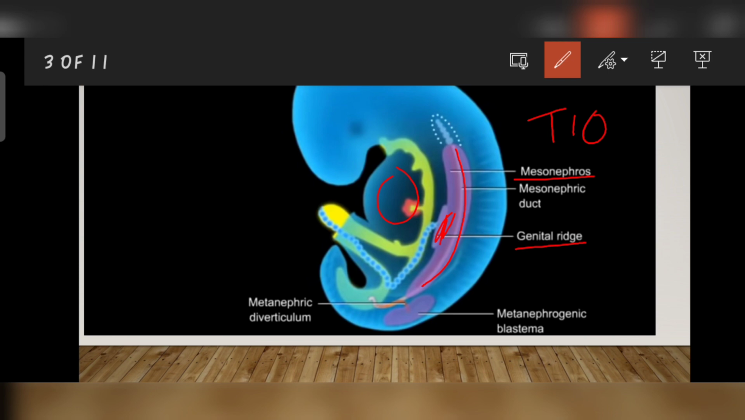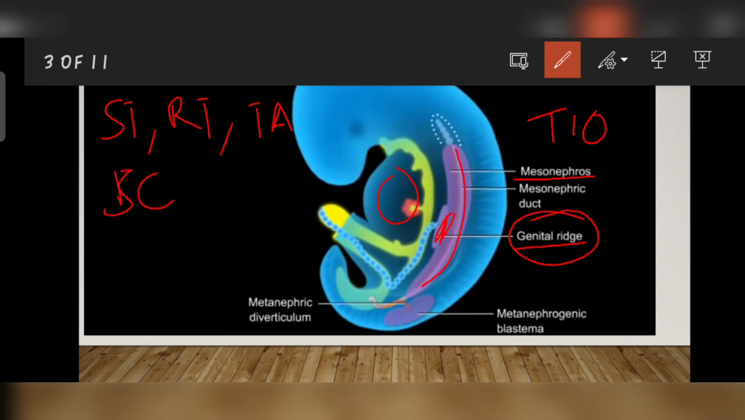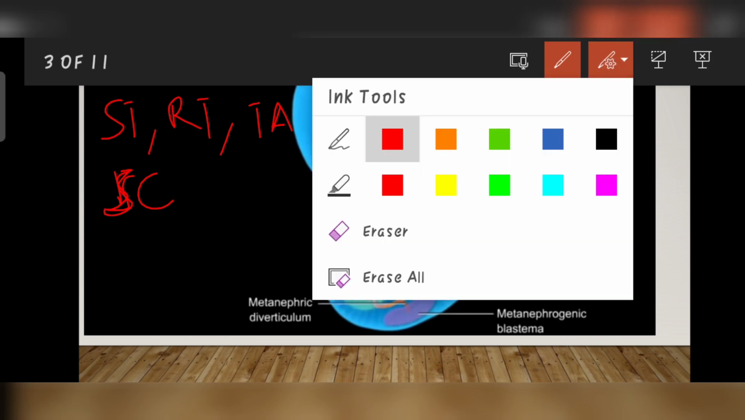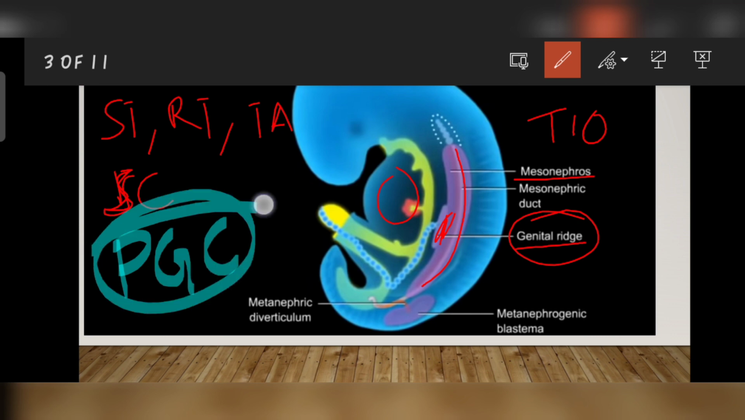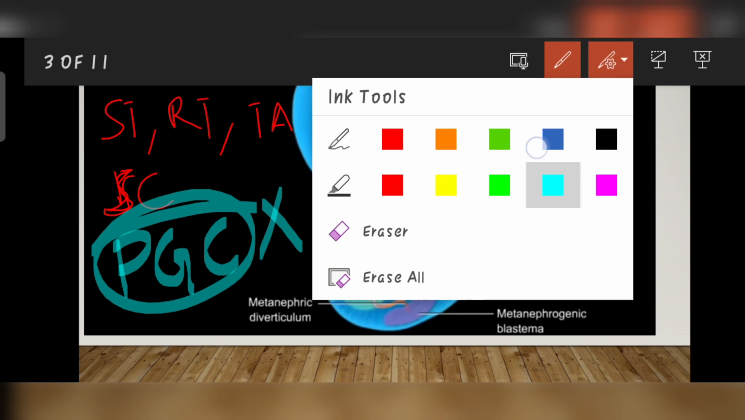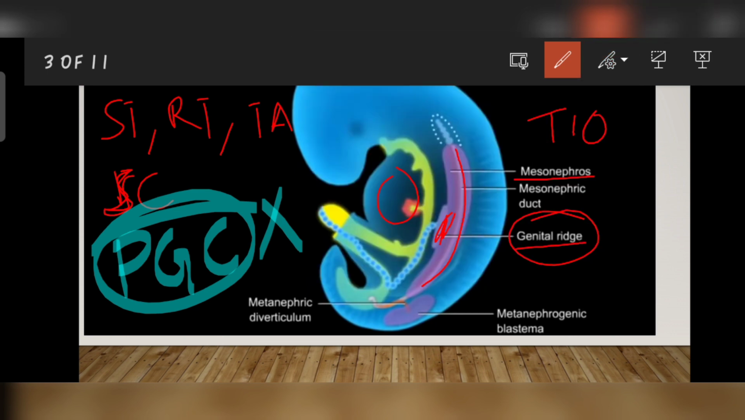All the components of the testis develop from the genital ridge, like seminiferous tubule, rete testis, tunica albuginea, and the Sertoli cells. So all of these structures of testis develop from genital ridge except for primordial germ cell. Primordial germ cells do not develop from the genital ridge. They develop from the wall of the yolk sac and migrate secondarily into this genital ridge.